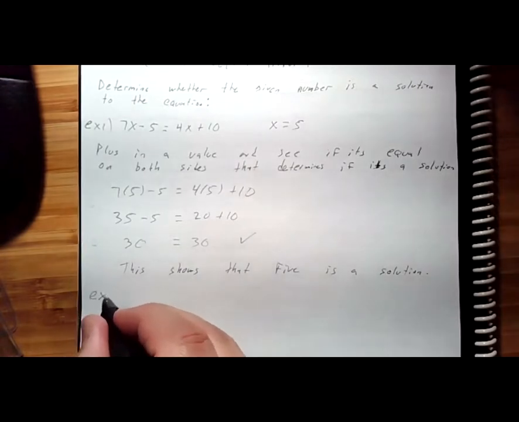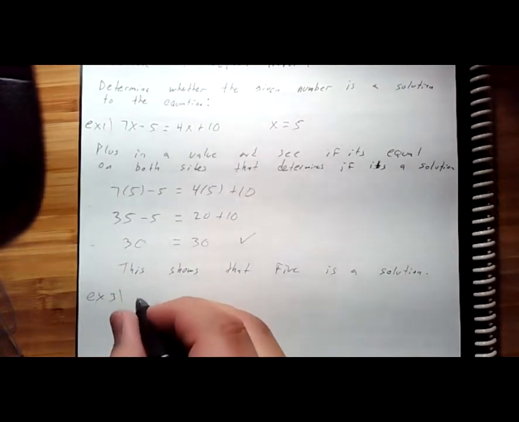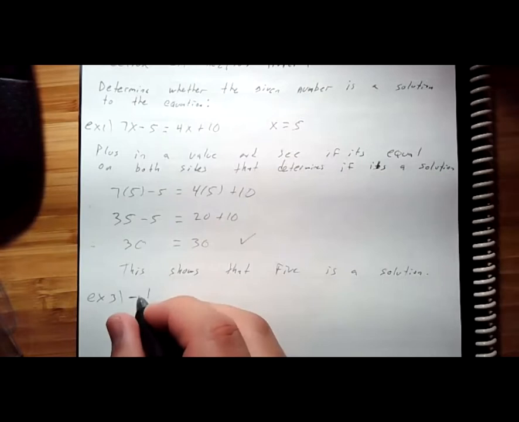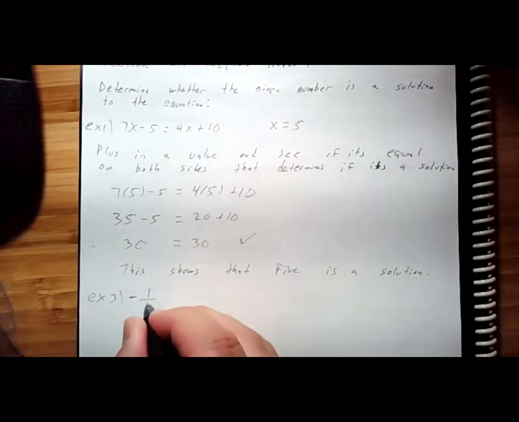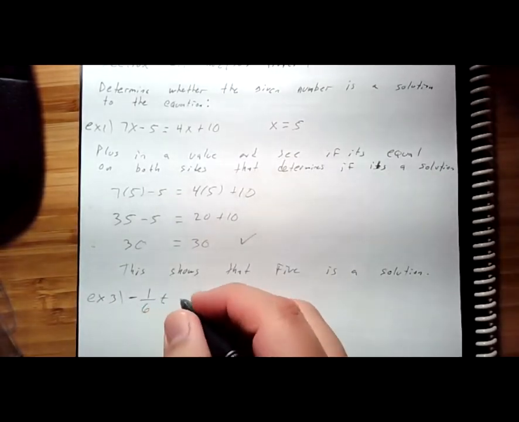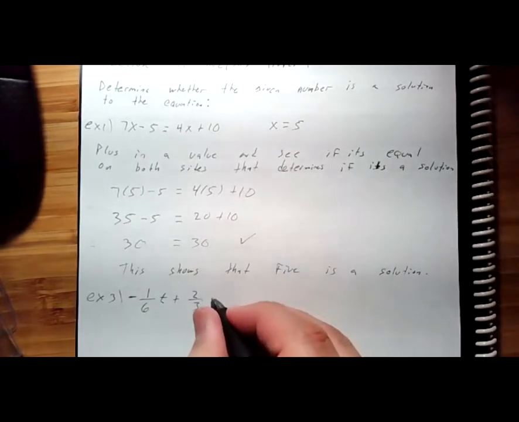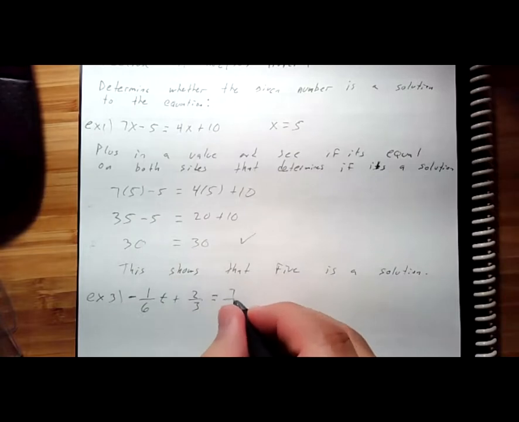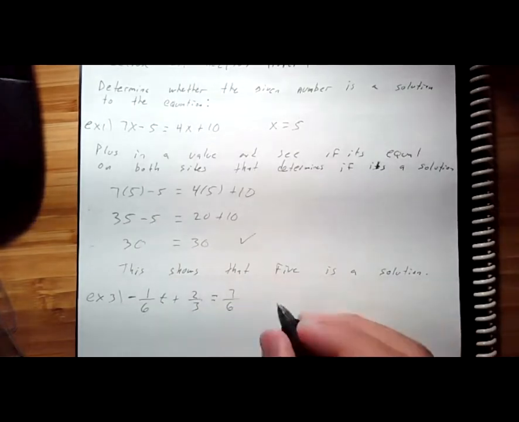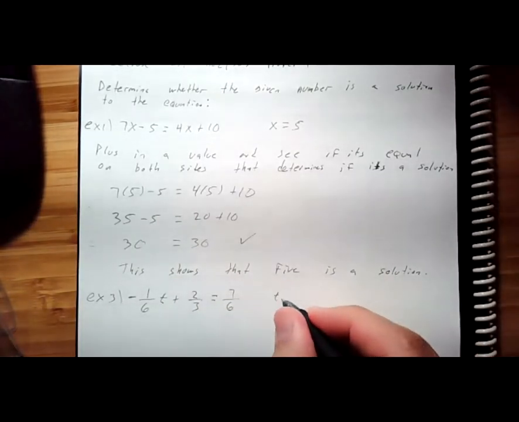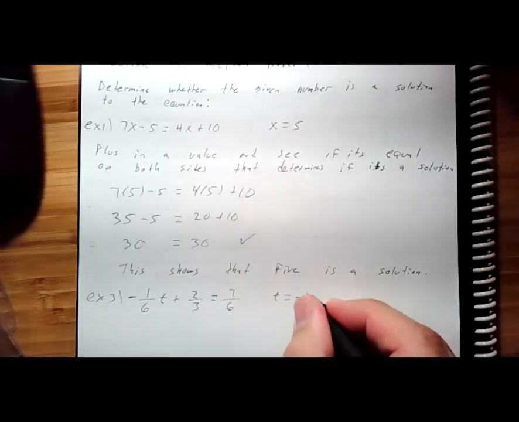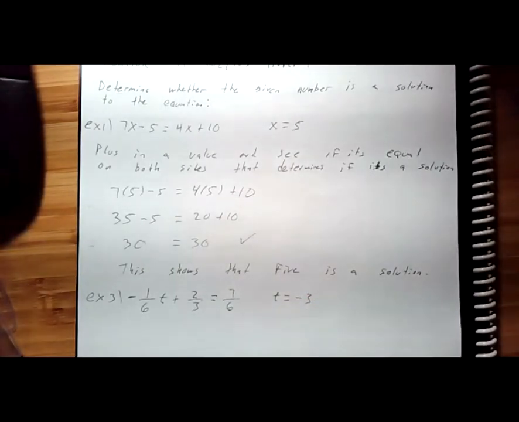Okay. Let's do an annoying one. Example 3 in your book of fractions. 1/6 t plus 2/3 is equal to 7/6. And the value they're going to give you is that t is equal to -3. Now, before we start, was there any questions on number 1? Then I'll slow down a little bit.